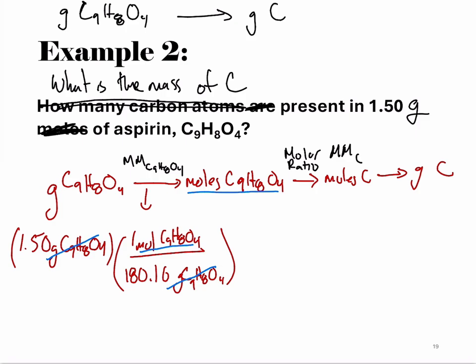There should be 9 moles of carbon for every how many moles of aspirin? 1, right? It's a 1:9 ratio. How do you know that? The chemical formula says that we have 9 atoms of carbon for every 1 molecule of aspirin.